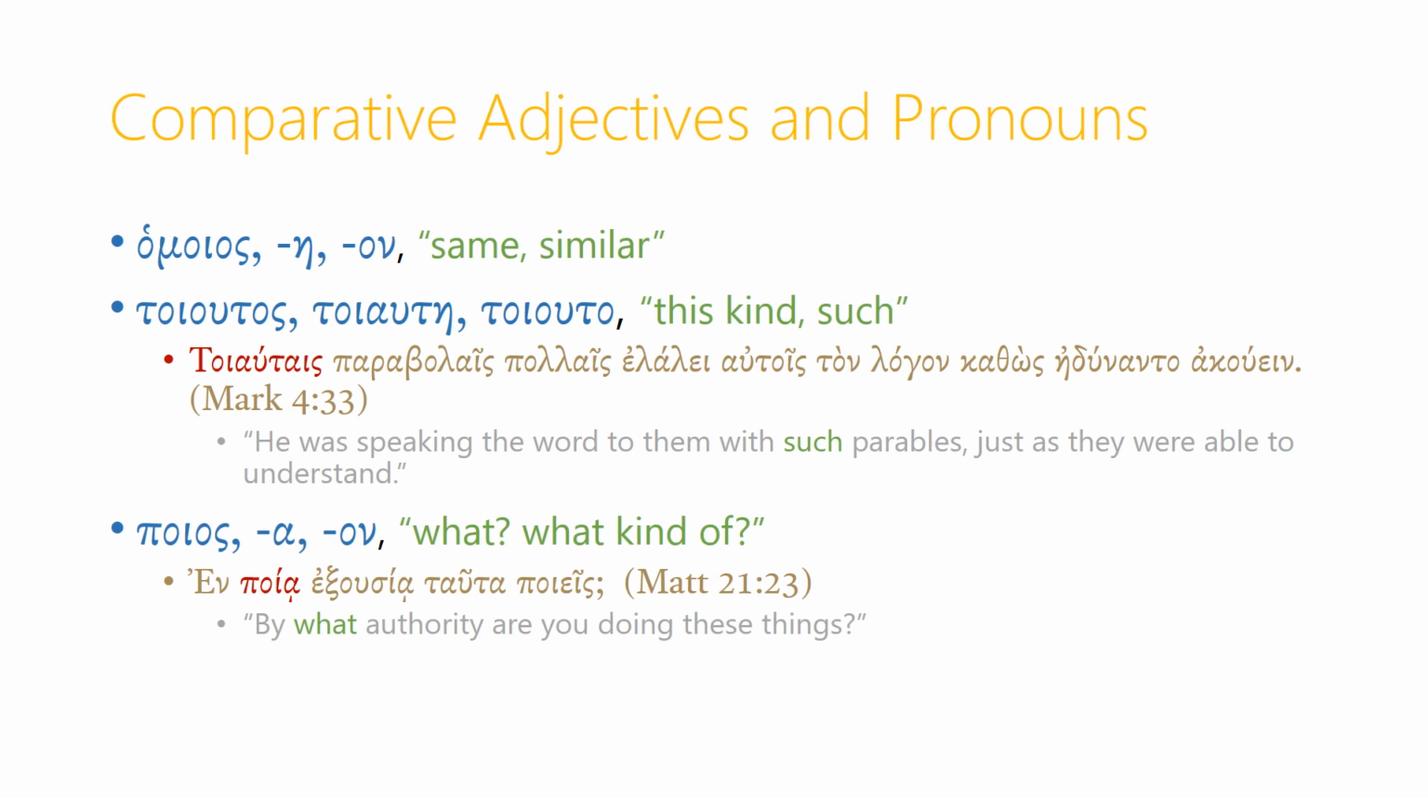Similarly, poios, poia, poion, is a pronoun meaning what or what kind of. So in Matthew 21:23 we read, kai poia exousia tauta poieis. These are the people around Jesus asking, by what authority, poia, are you doing these things?